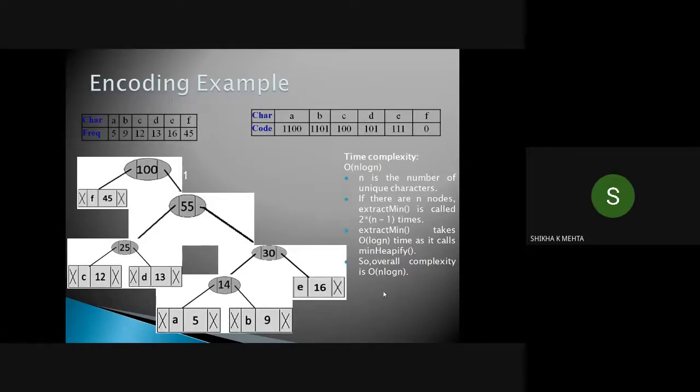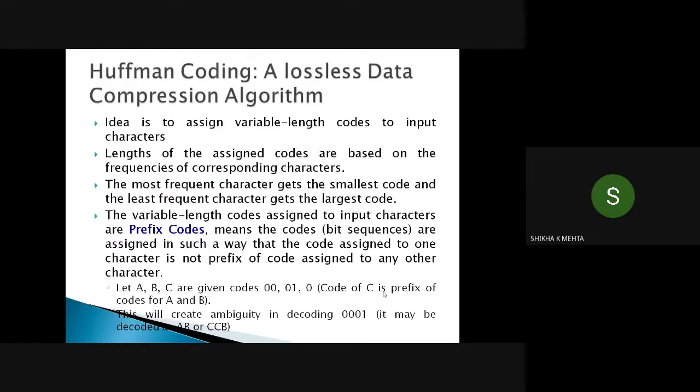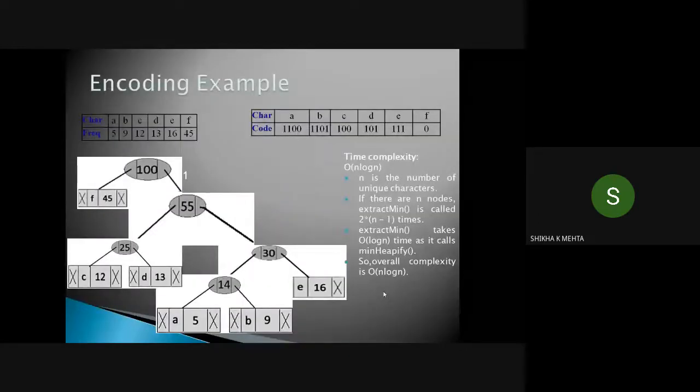So from this table, what do we see? The algorithm says create a leaf node for each unique character and build a min heap of all the leaf nodes. So how do we create the min heap? Look at this example, we will start from the bottom. Here we have character A with frequency 5, and character B with frequency 9. These are the minimum frequencies, so we create the min heap from here.